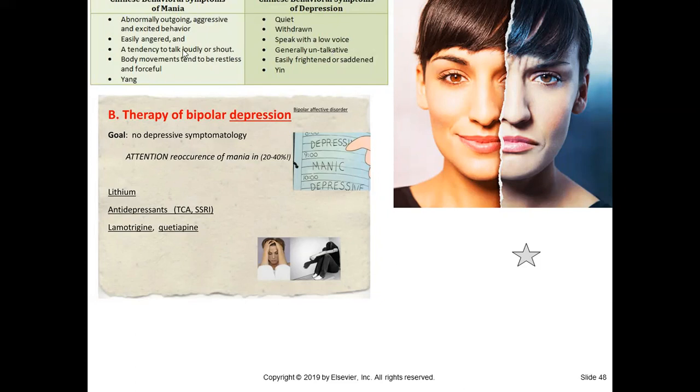So the goal of treatment is to relieve depressive symptomatology. For medication treatment, the drug of choice is lithium or lamotrigine, right? And if in the depressive stage, we give them an antidepressant like TCA, tricyclic antidepressant, or SSRI, selective serotonin reuptake inhibitor. Definitely, individual or group therapy is very effective. So this is the basic information about mood disorders.